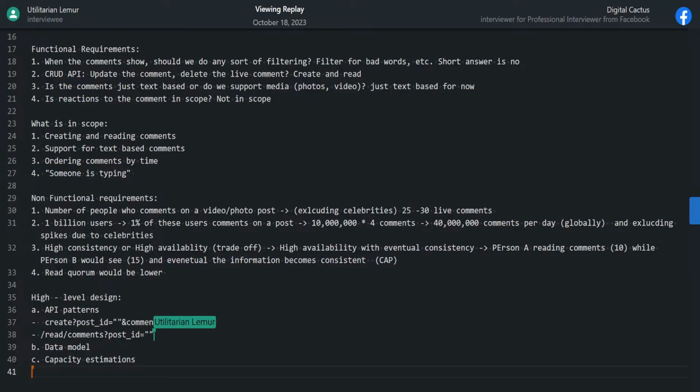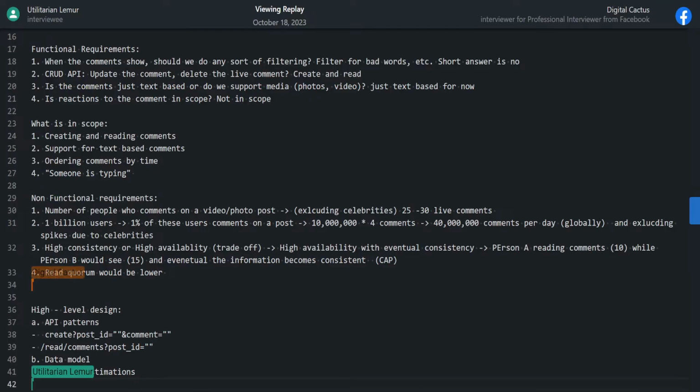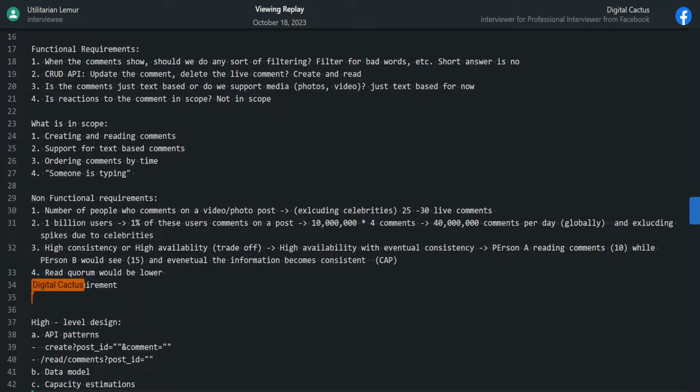I just realized that I forgot to ask you several things here. There are 2 things that I want to ask. The first one is the latency requirement, and the second one is if the comments are going to be persistent, on the non-functional requirements. Okay. I missed asking these 2.